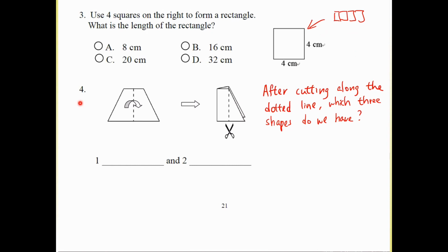And question number 4, we have a trapezium here, and then we try to fold it into half, and it will become like this. So after cutting along the dotted line here, which 3 shapes do we have? So we have 1, what is the 2D shape? And then 2, what is the 2D shape here? So remember, because we have a 2 here, so we need to put an S at the end of this 2D shape.